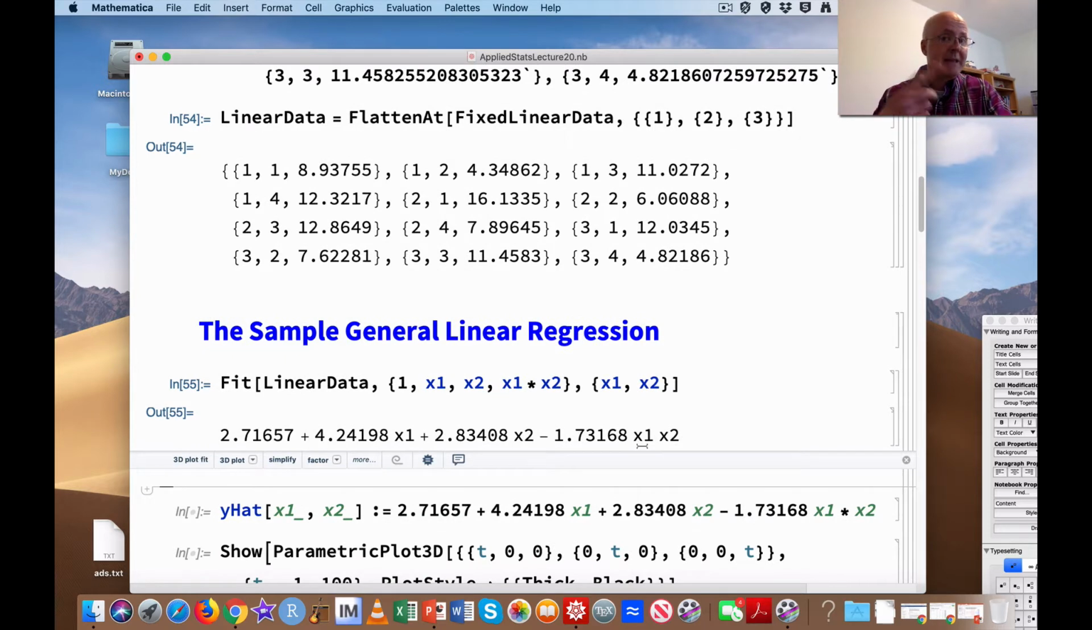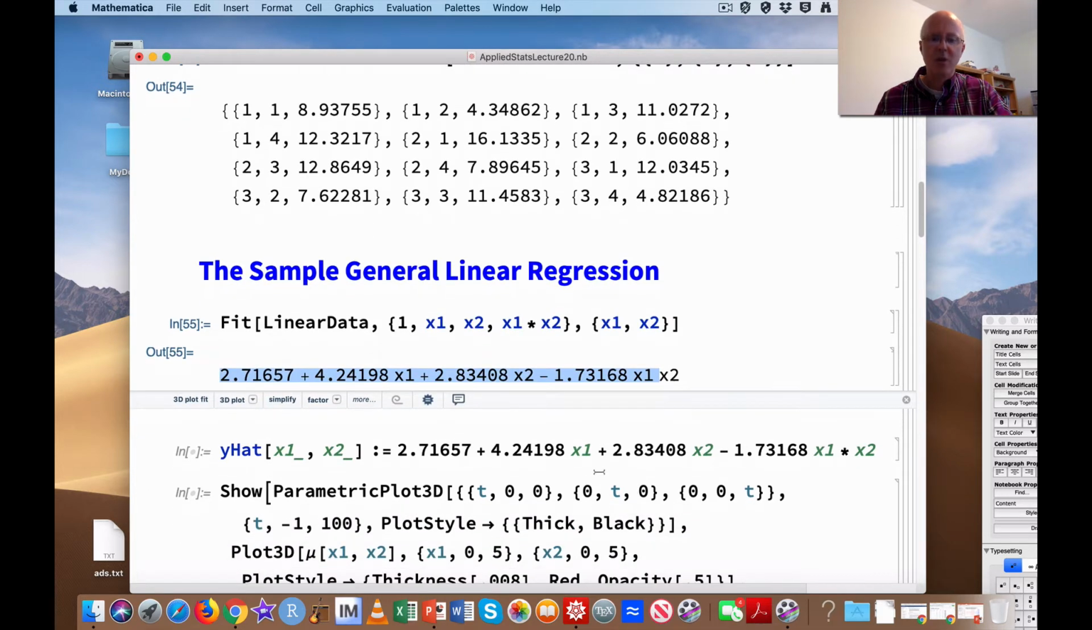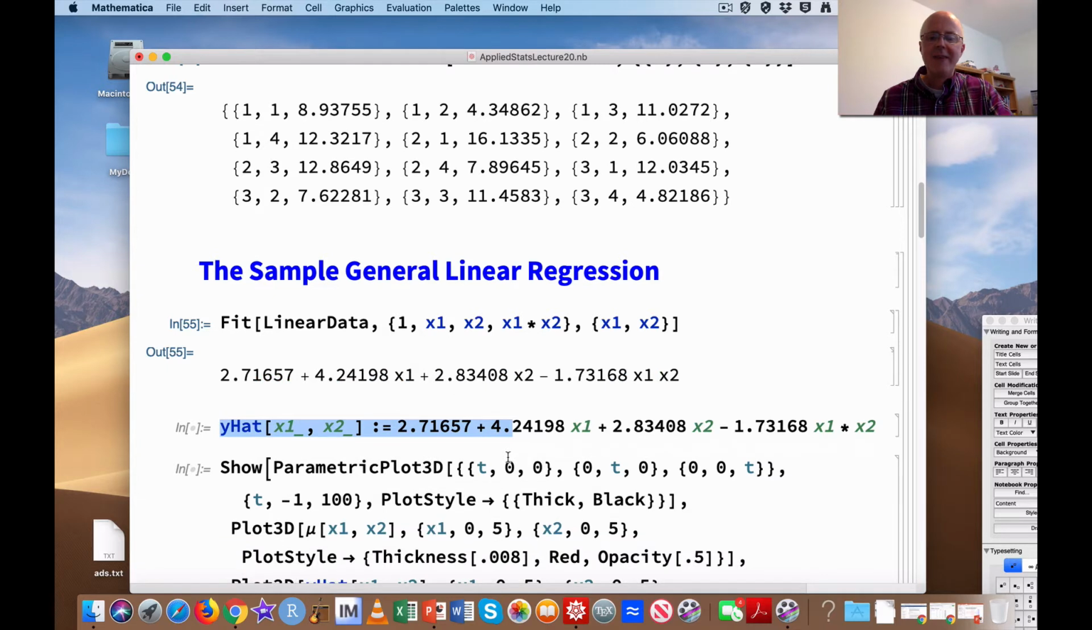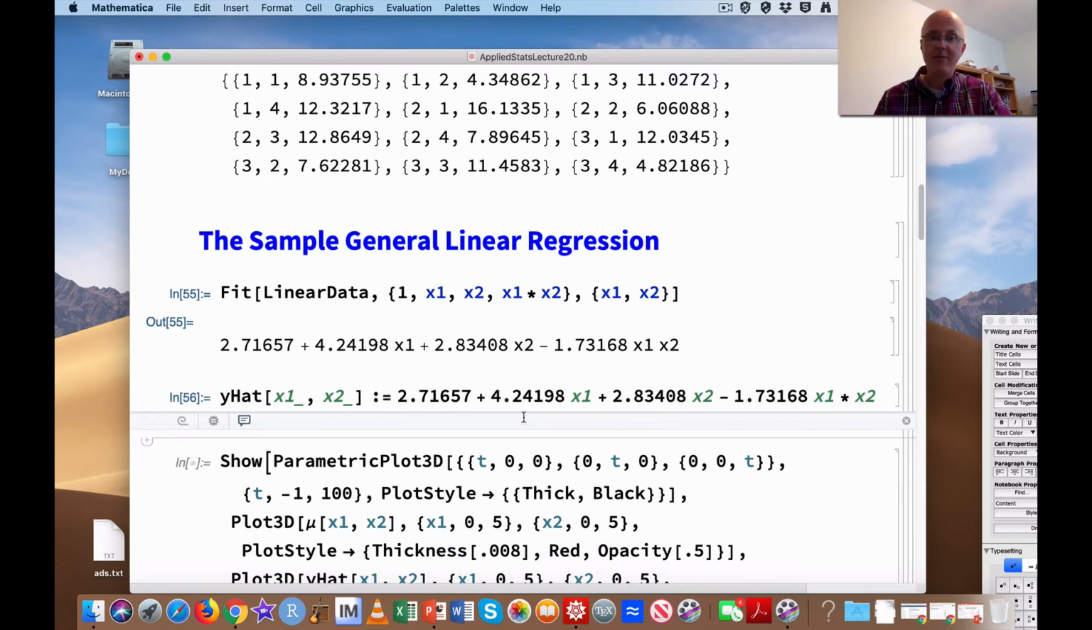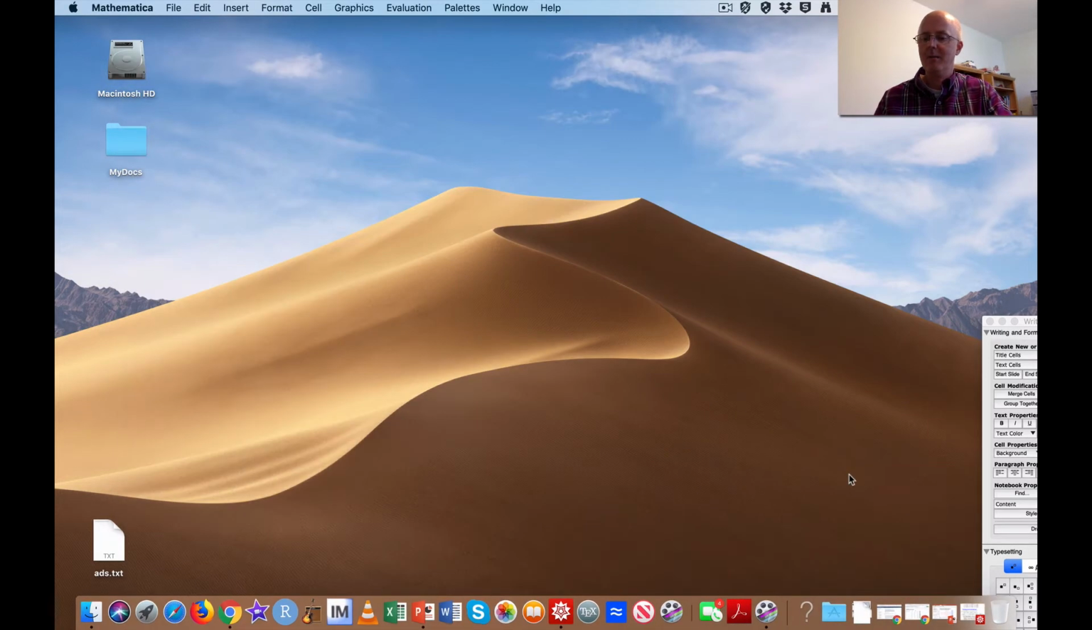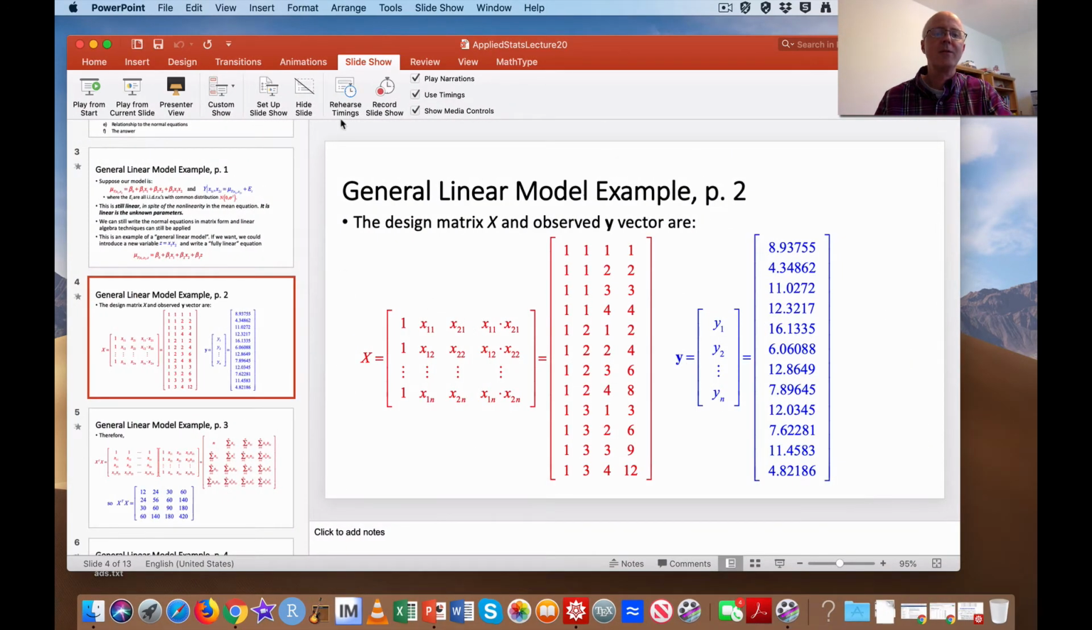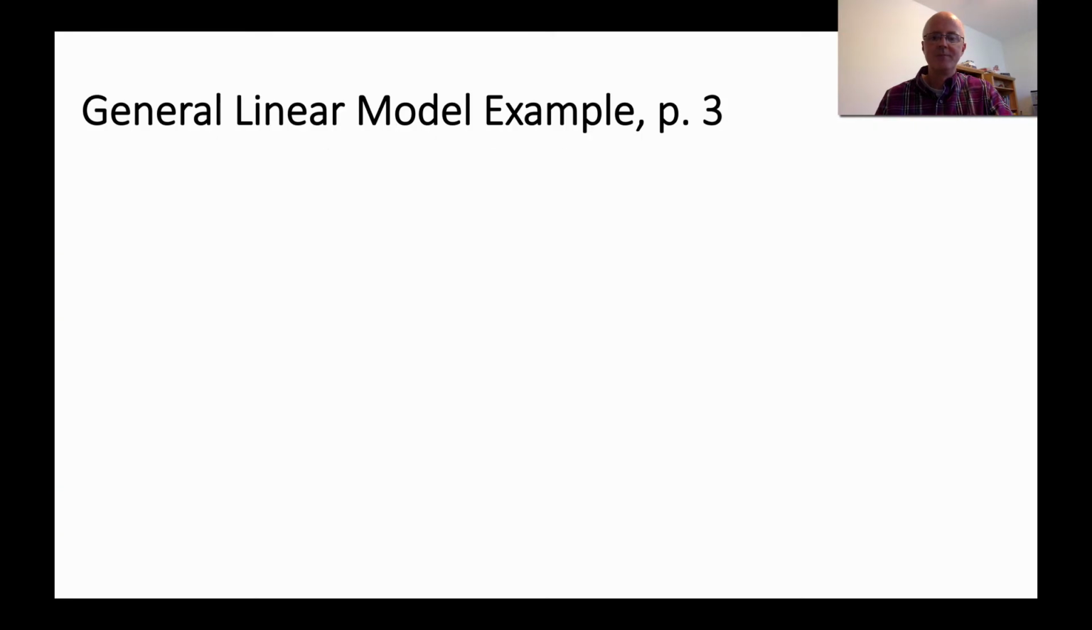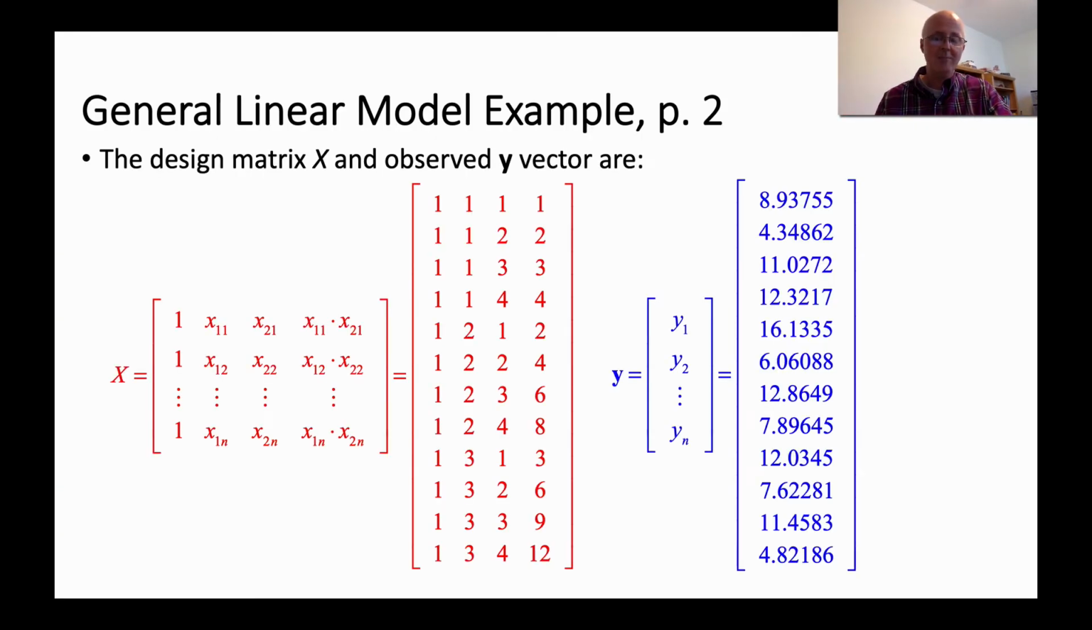For the sample data, I'm thinking this is sample data now. The mu equation is a population equation. This is sample data based on a sample of size n equals 12. So here it is. There's my sample regression equation, and then I can define that as a function of x1 and x2 that I'm calling y hat. And then I can make a graph. I'm not going to show you the graph right now. I'll come back to that later in the PowerPoint first. So that's where these numbers came from for the y. Okay, those were the outputs that I generated with mu plus the random variate.